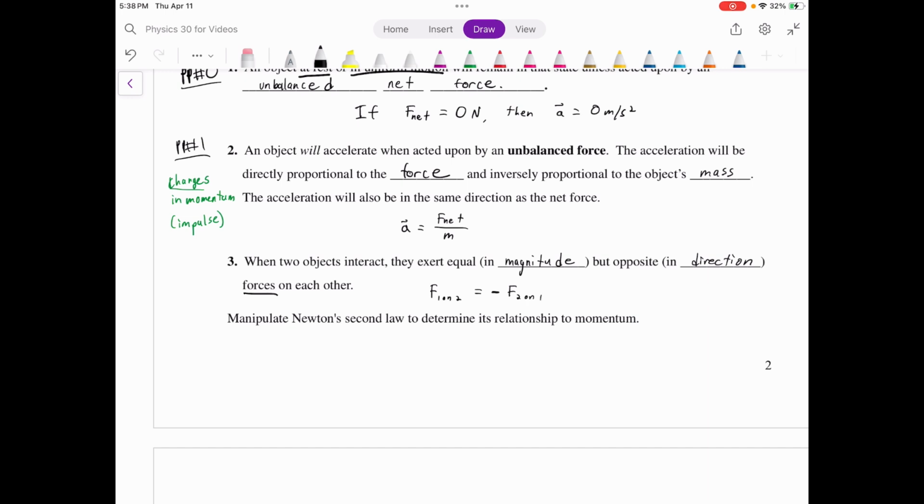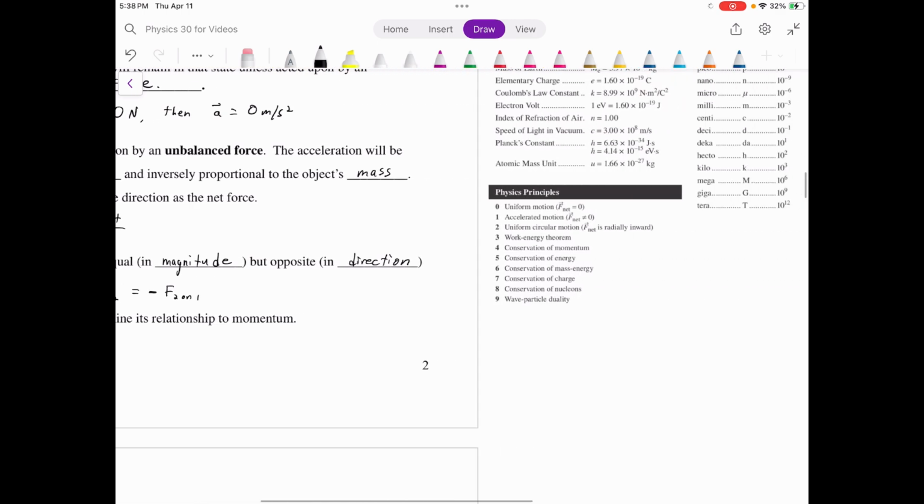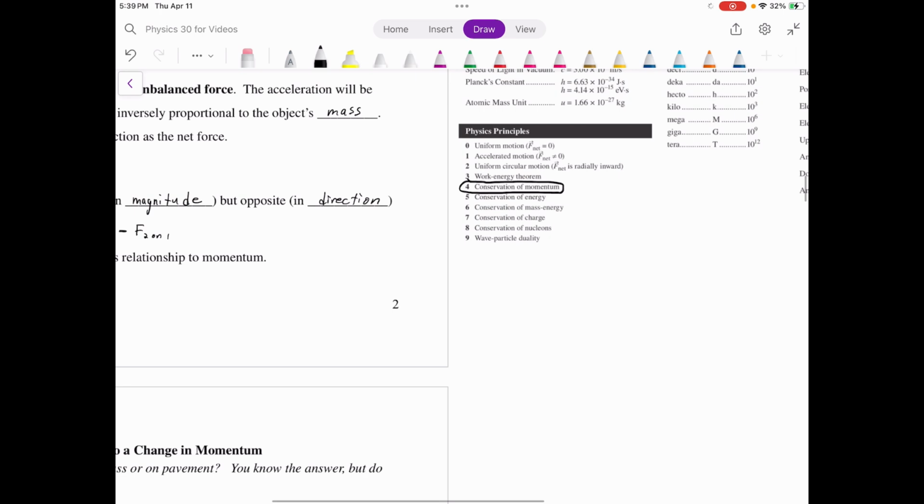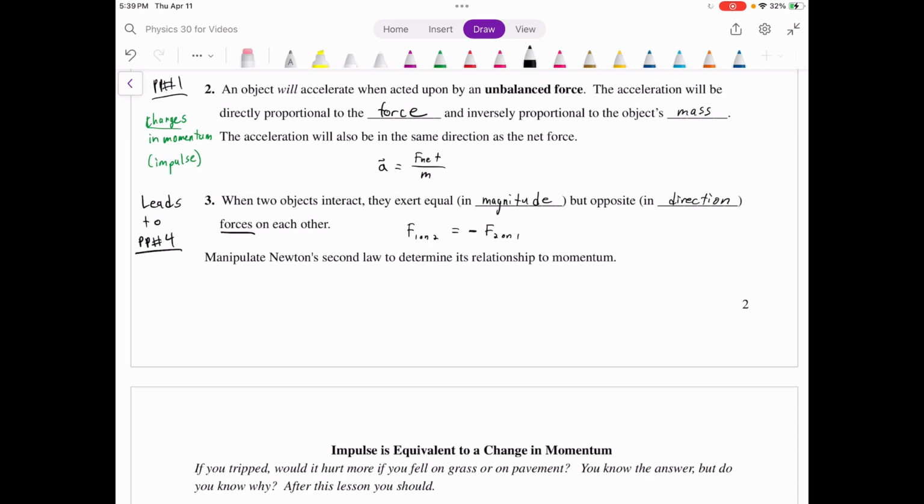So this does not get its own physics principle number. However, this does lead to something very important. It leads to our first new physics principle for Physics 30 that we did not see in Physics 20, which is physics principle number 4. Something we'll be looking at in the next 2 lessons, the law of conservation of momentum. We'll see in the next lesson how Newton's third law actually gives us one of the fundamental laws of the universe, the law of conservation of momentum. Okay, but we'll put that on the back burner for now.